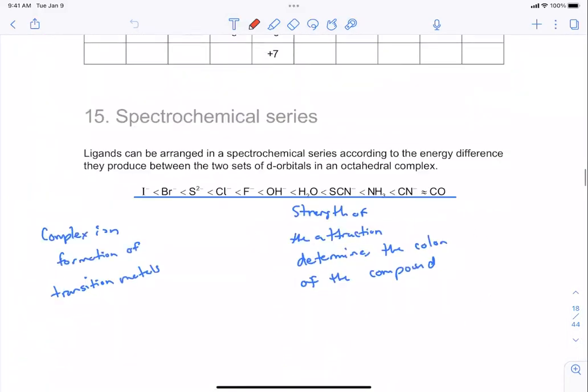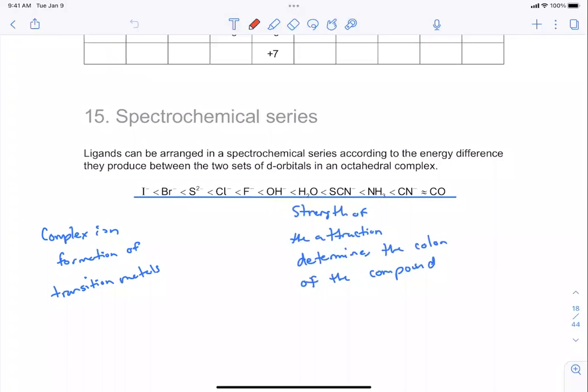Okay. This is a list of all the common ligands here, from I minus all the way to CN minus and CO. These are common ligands for a complex ion. CO is the strongest attraction to ligand, and I minus is the weakest. So the stronger the attraction, the greater the repulsion, the higher energy color absorbed.